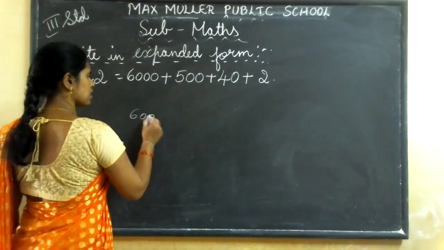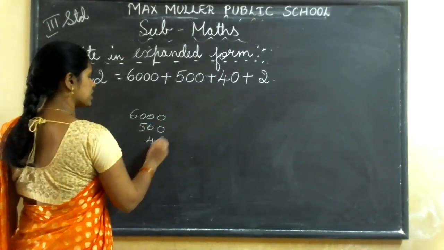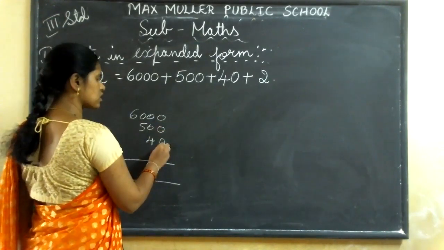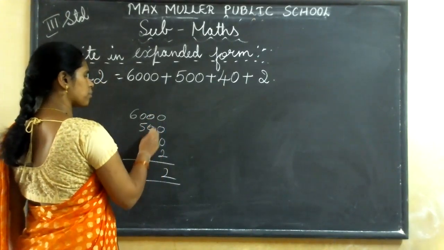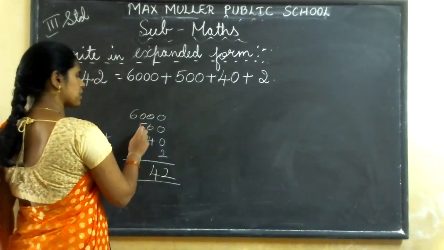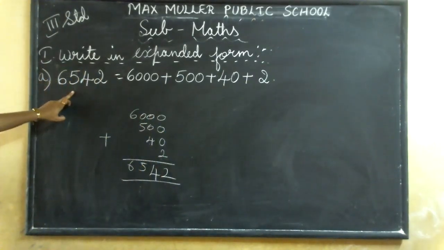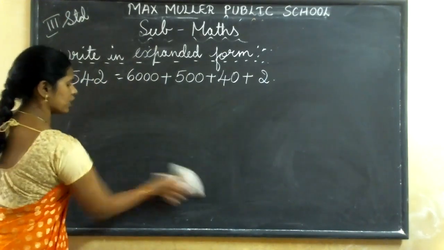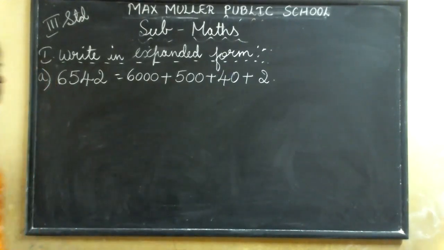See here, 6,000 plus 500 plus 40 plus 2. Add this one: 0 plus 0, 0. 0 plus 0, 0. 0 plus 2, 2. 0 plus 0, 0. 0 plus 4, 4. 0 plus 5, 5. Bring this 6 down. So you will get the same answer. Understood, all of you? Copy down fast. You don't write this one, only this one you do. To make you understand, I have done this one. Don't copy this, only copy down this one.